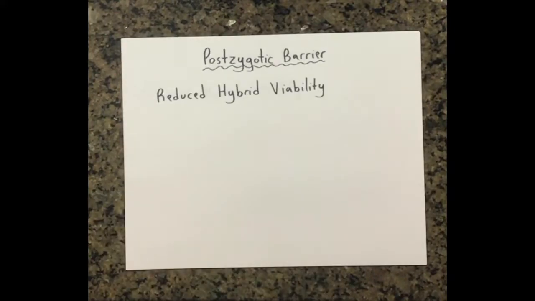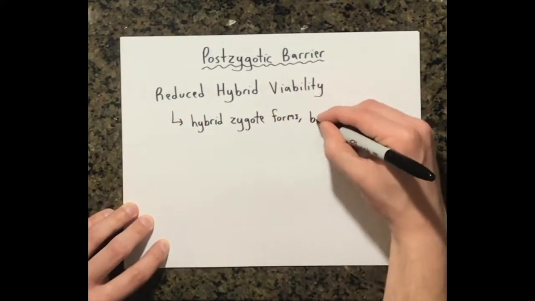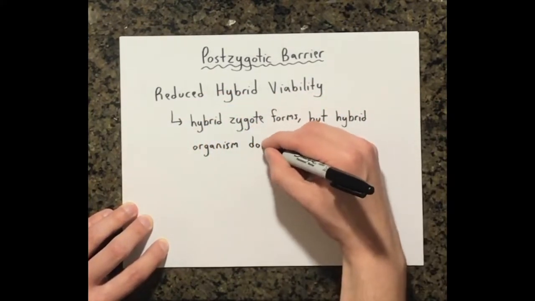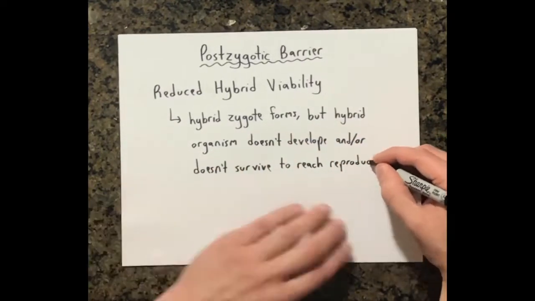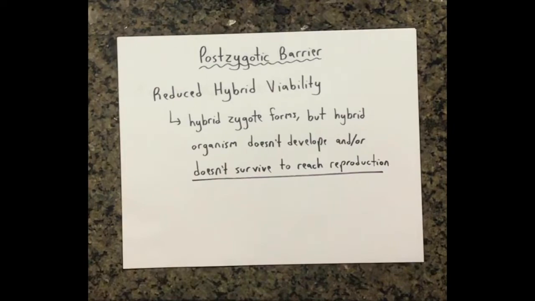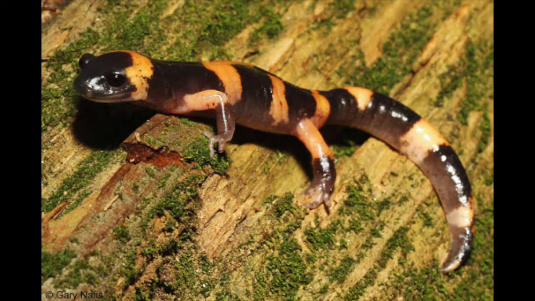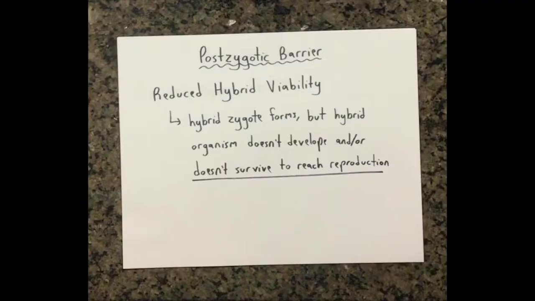Reduced hybrid viability occurs when the gametes of two different species have the opportunity to fuse, but the zygote is unable to fully develop and/or survive long enough to reproduce. This can be seen in some species of salamanders, where the hybrid zygote will develop into a frail organism that will die before it has the opportunity to reproduce.